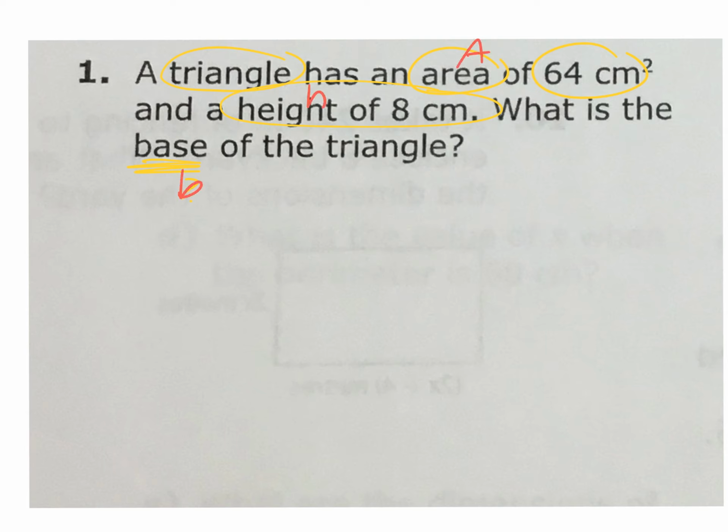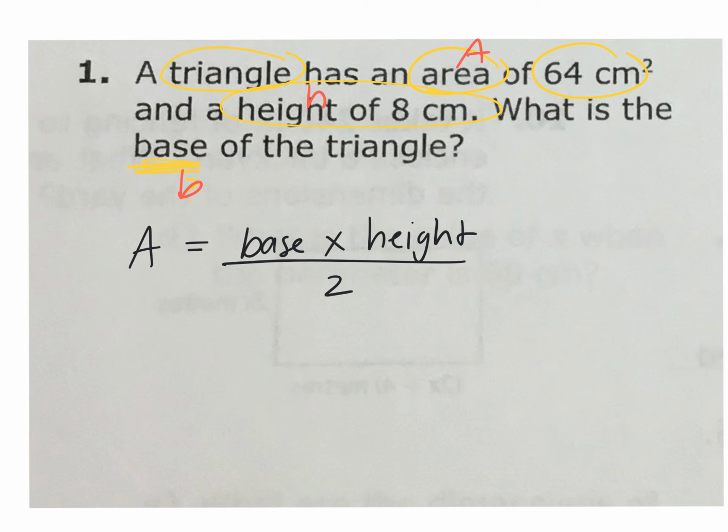How do you find the area of a triangle? What's the formula? Area is equal to what? Base times height divided by 2. Write down this formula. You can write it like this: area equals base times height divided by 2. Right? Remember this? In this question, we have a variable called A that represents the area.